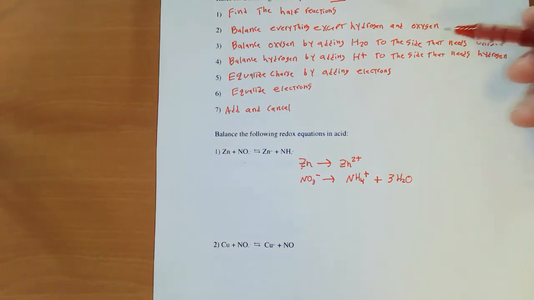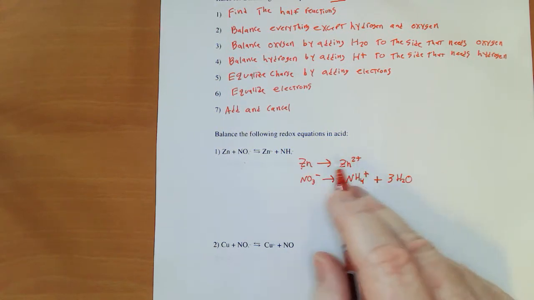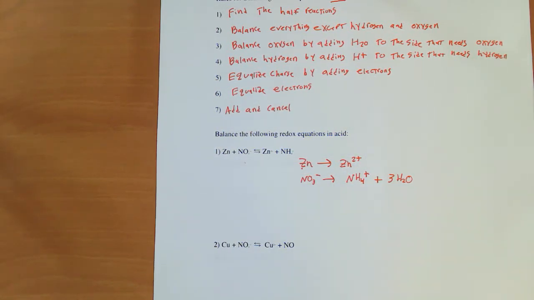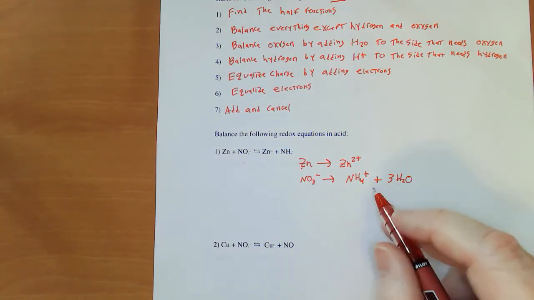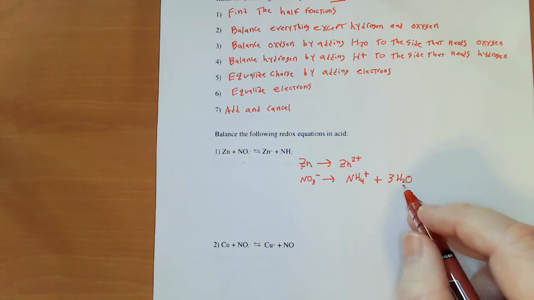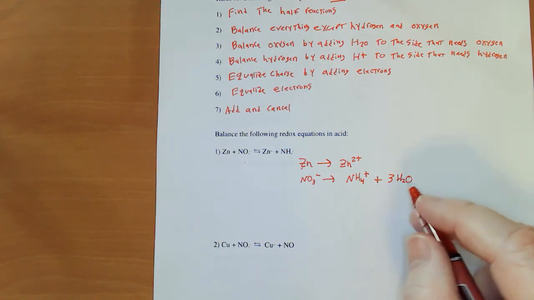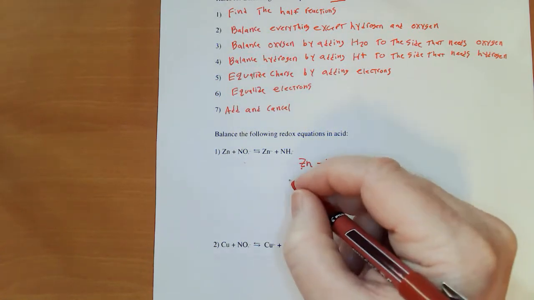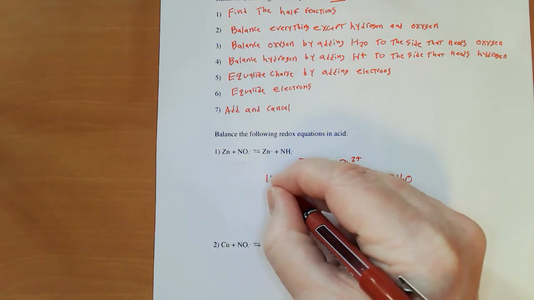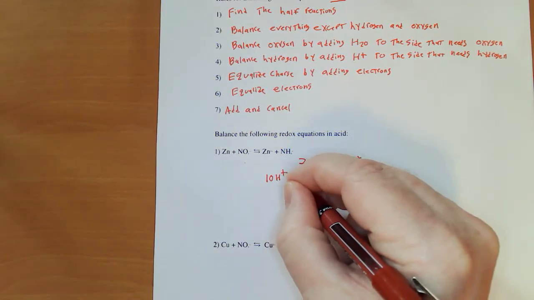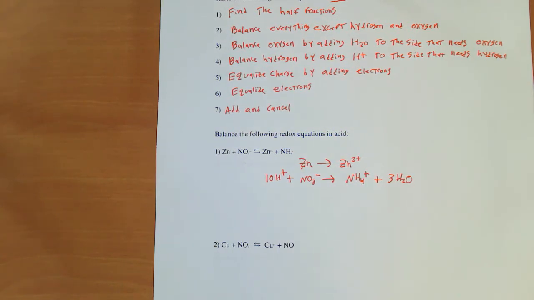Now in step number 4, balance the hydrogens. There are no hydrogens in the first one, so that's good. Now in the second one, I've got 4 hydrogens plus 6. 2 times 3 is 6. 4 and 6 is 10. So I'm going to need to put 10 H plus over there.